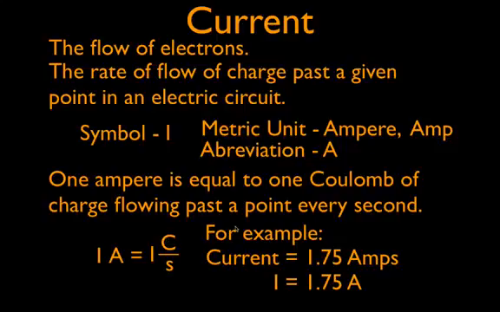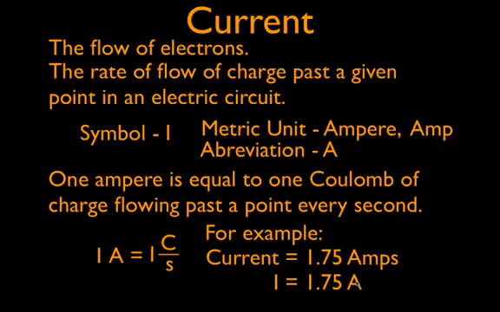All right? This is how we often write that or say that. We say the current is equal to 1.75 amps, for example. Or really, we often even abbreviate that down to I equals 1.75 A. We don't say I 1.75 A. We say the current is equal to 1.75 amps.